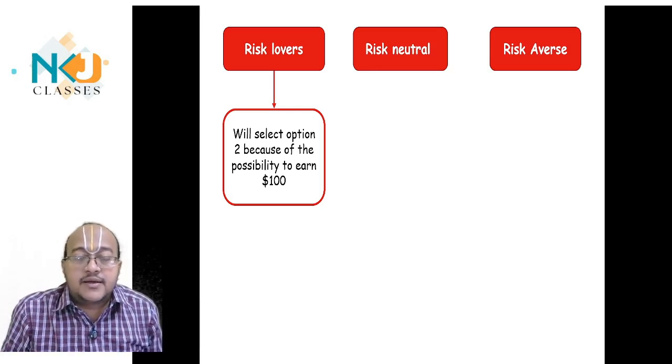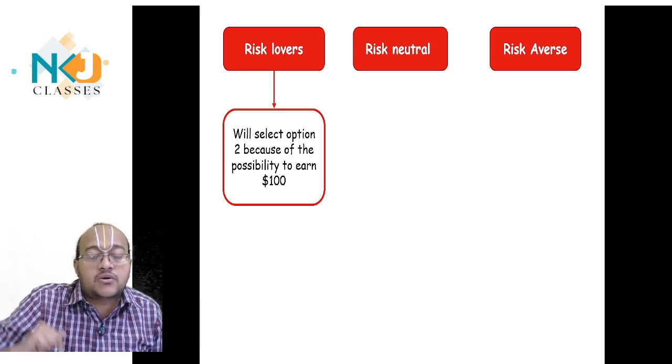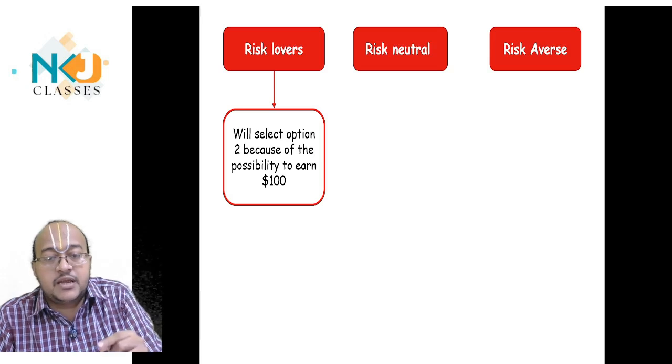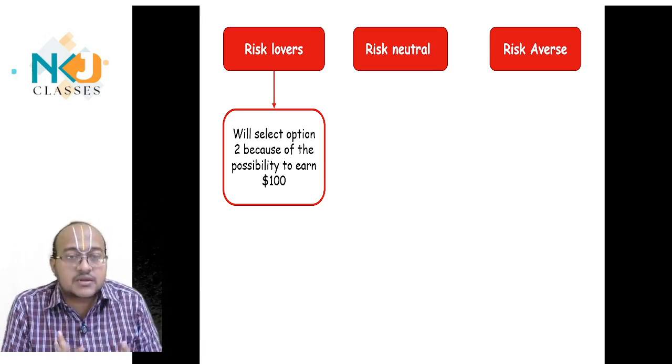Why are they buying lottery tickets? Risk lovers, because there is a possibility of earning 1 crore rupees. The possibility might be very minimal, but they are leaving it to chance and taking a chance because they are risk lovers, obviously.